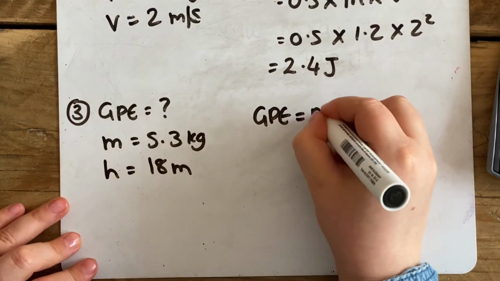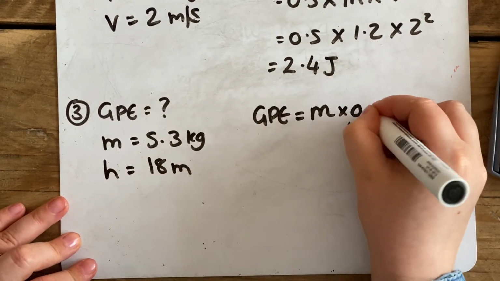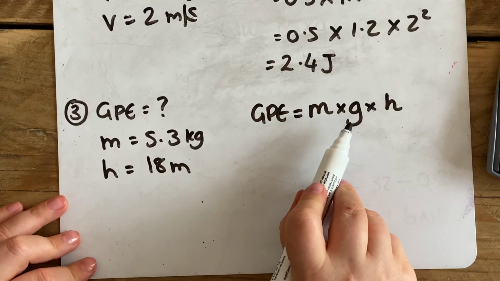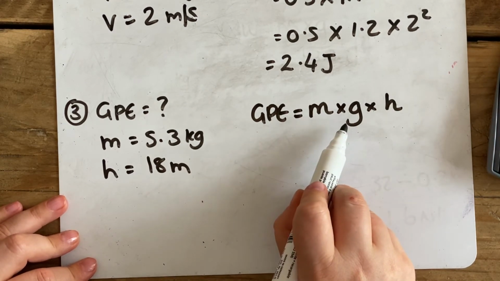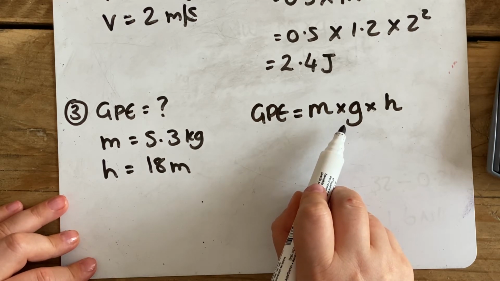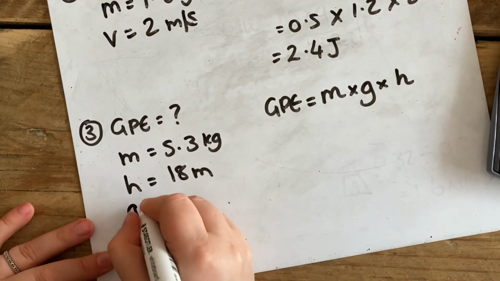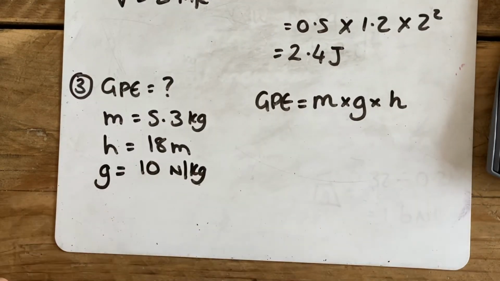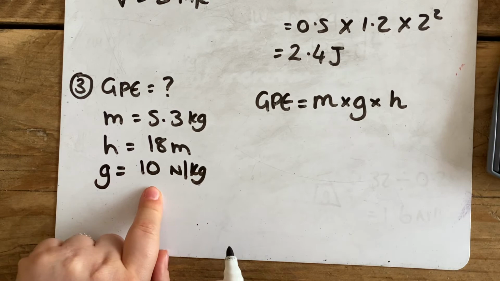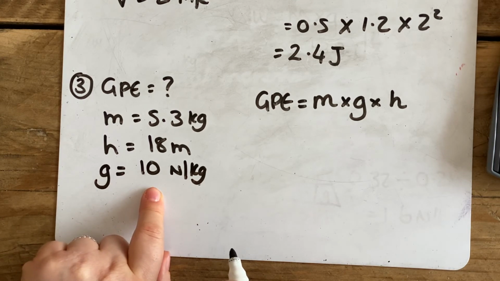Gravitational potential energy is equal to the mass times the gravitational field strength times the height. Now I'm not given gravitational field strength in the question, and they haven't told me that it's on another planet, so it's safe to assume that it's the surface of the Earth. So the gravitational field strength on Earth is 10 newtons per kilogram. Again, very rarely are you given that, you are expected to remember that.